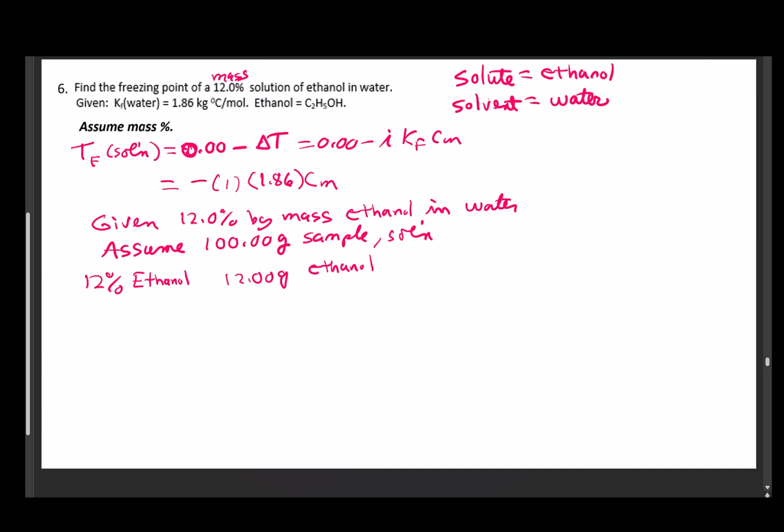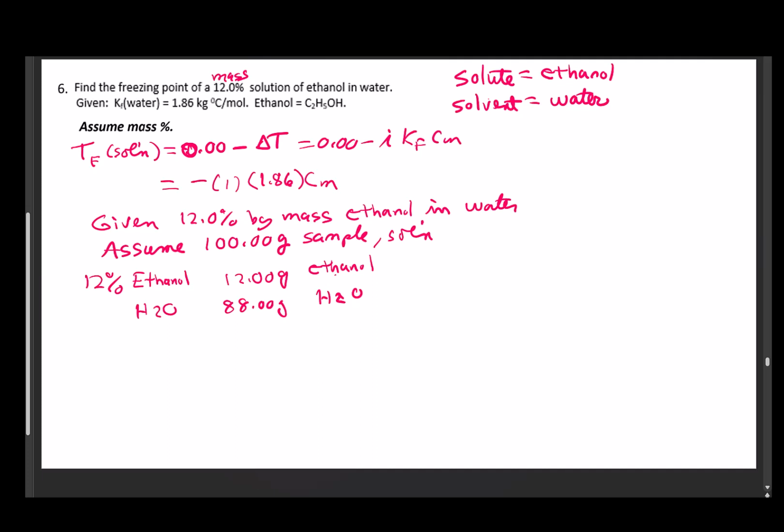But if you have 100 grams of something, I make an analogy. If you're using percent, since percents always add up to 100, just take 100 grams as your sample amount, because then the percent becomes the mass of that component. If you have 100 grams and it's 12% by mass ethanol, then 100 grams would contain 12 grams of ethanol. How much water would it have? It would have 88 grams of water. 100 minus 12 is 88 grams of water.